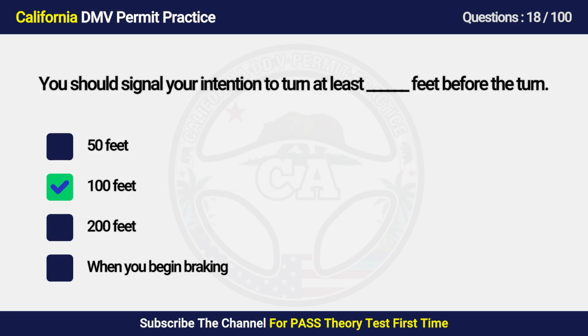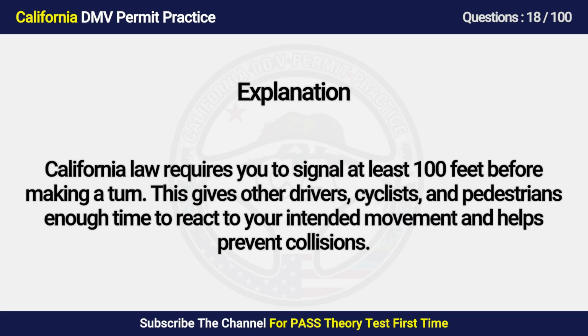Answer is B. 100 feet. California law requires you to signal at least 100 feet before making a turn. This gives other drivers, cyclists, and pedestrians enough time to react to your intended movement and helps prevent collisions.